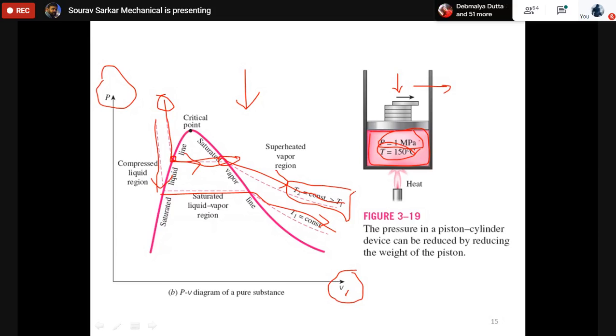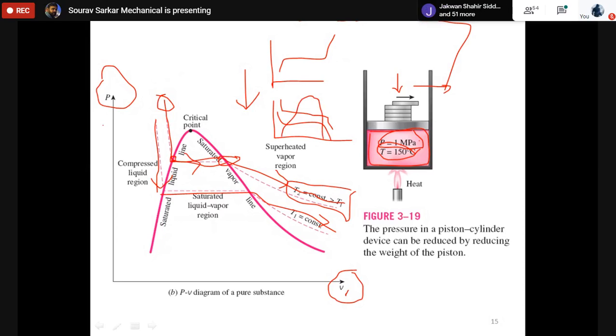So you can achieve the TV diagram like this, and you can achieve the PV diagram by simply reducing the pressure at isothermal condition. And if we connect these lines, it will form this saturation dome. So we already know what the saturation dome is in the TV diagram and PV diagram.